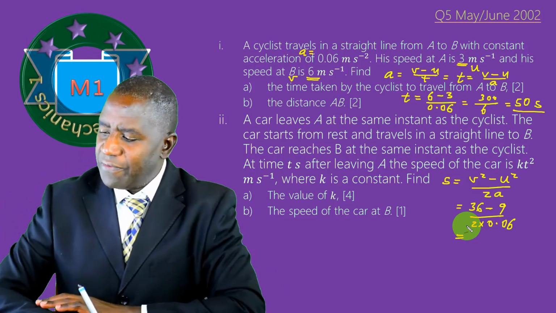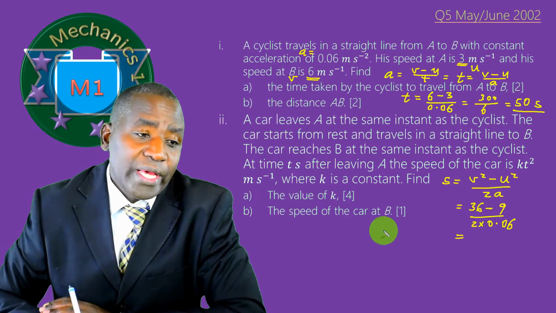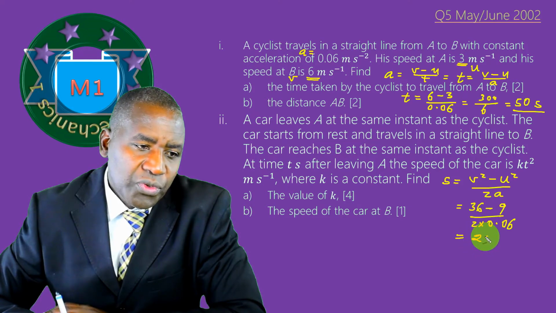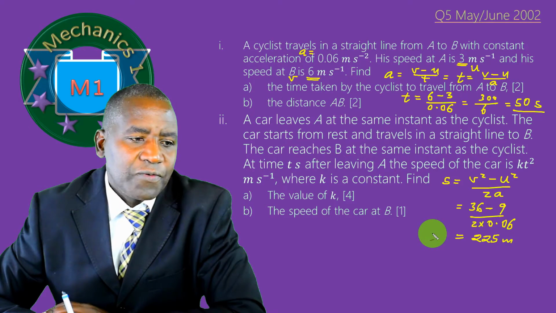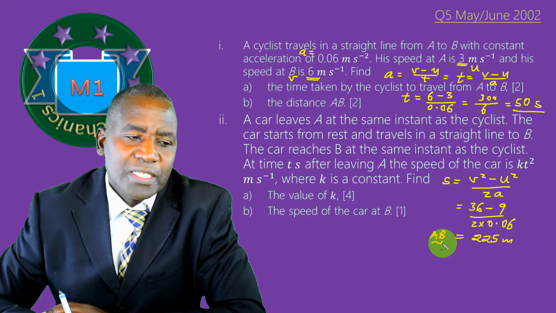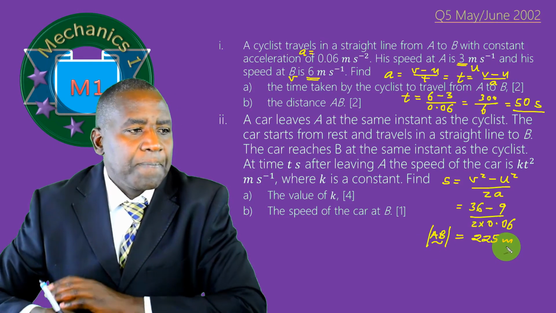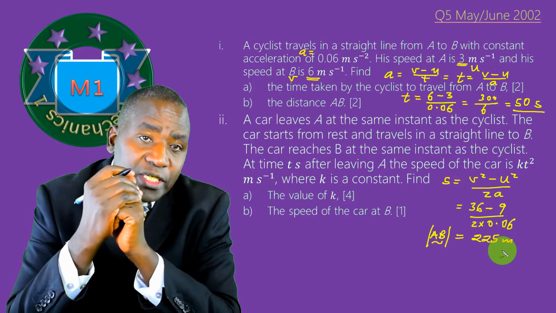And it appears as if I used a different equation, which is S is equal to UT plus a half AT squared, which will give you the same value of 225 meters. That is the distance from A to B. That is the vector, but its magnitude is that much, because of course it is moving in a straight line.